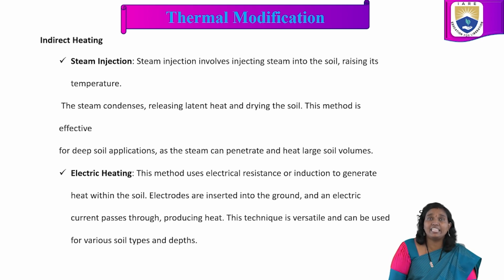In electrical heating, this method uses electrical resistance or induction to generate heat within the soil. Electrodes are inserted into the ground and electric current passes through, producing heat. This technique is versatile and can be used for various soil types and depths.